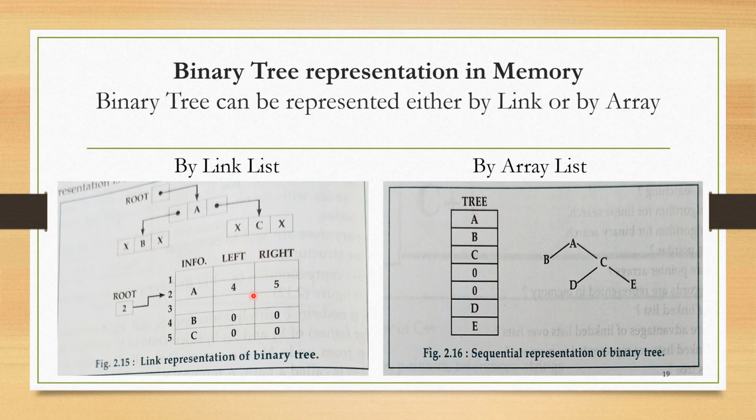Similarly, C also has left pointer 0 and right pointer also 0, because it doesn't have any further element. So by linked list you can represent a tree like this, and by array you can represent a binary tree like this. So this is the binary tree. This is basically just a brief of a binary tree.